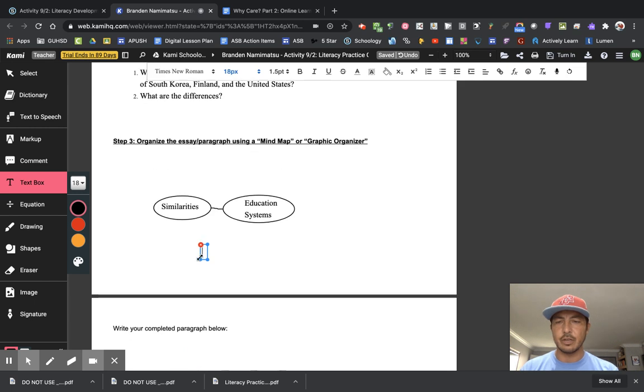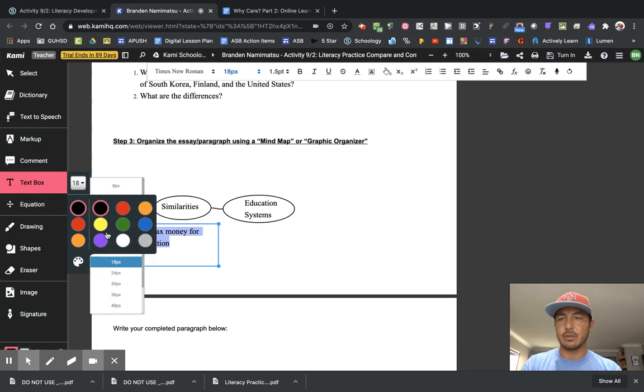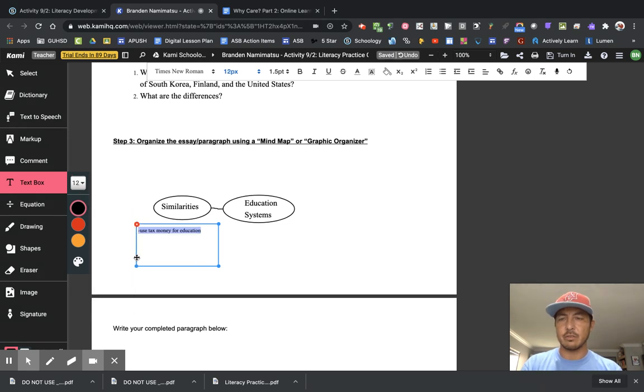So some of the similarities were that they all use tax money for education. Right, they all had a government in which the tax money was used. I'm going to reduce the size here, guys. Make it a little bit smaller so that I can see what's going on, or I have a little bit more room to write more information.